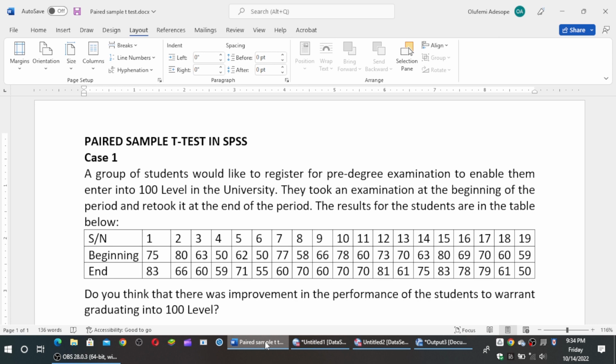We can see the performance of the students, 19 students in all, for the beginning period and the ending period. The question is, do you think that there was improvement in the performance of the students to warrant graduating into 100 level? To enable us to do this, we want to input this data in SPSS. You can see that the table is in a horizontal form. We are going to be inputting it into SPSS in a vertical form.